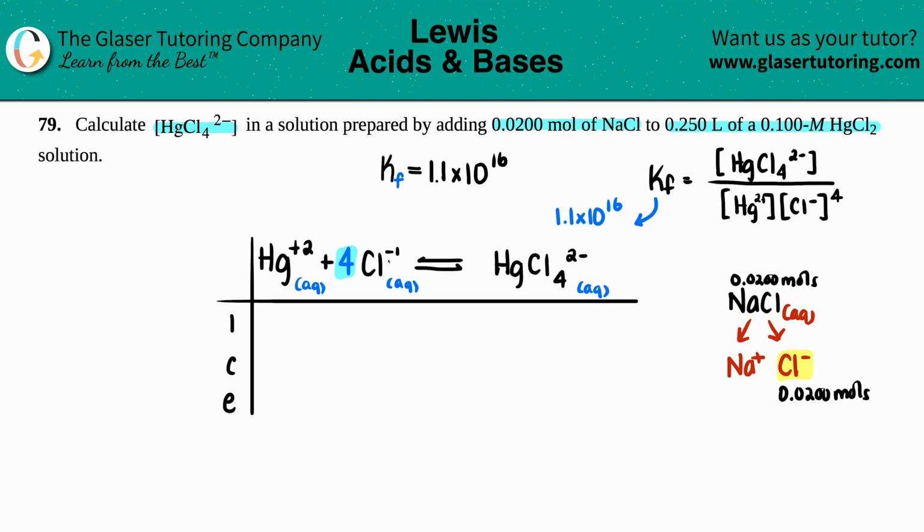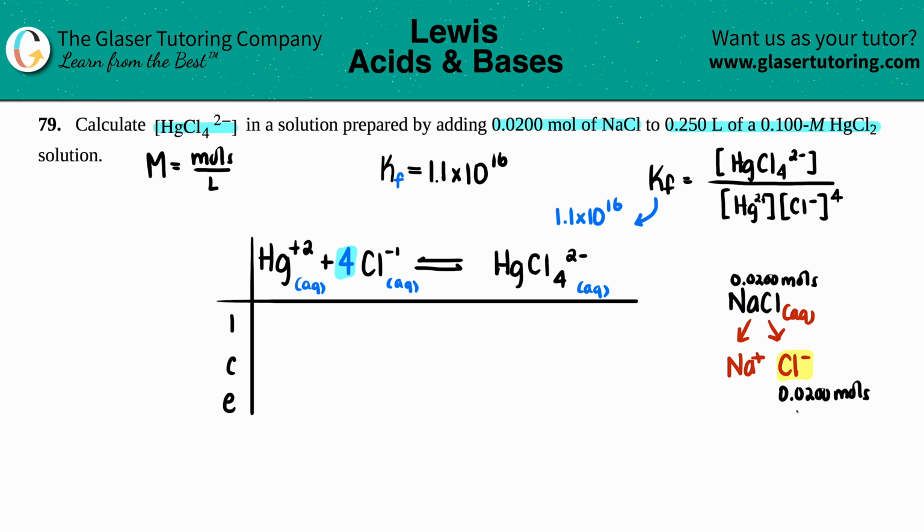Okay, but remember, this box is only meant for molarity. So I have to do my molarity formula, right? I'll just put it up here. Molarity always equals moles divided by liters. But that's good because we're adding this amount of moles to 0.250 liters.